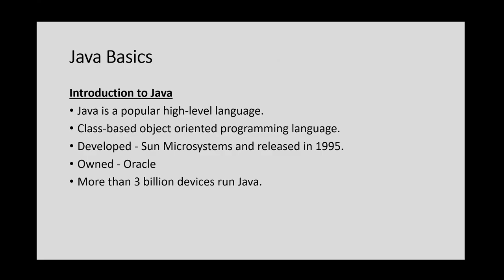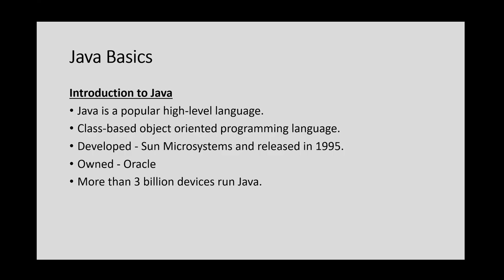So Java is a popular high-level language, and it is a class-based object-oriented programming language. That means it is an object-oriented programming language, not procedure-oriented. So all the objects we consider in the real world will be considered as class-based.